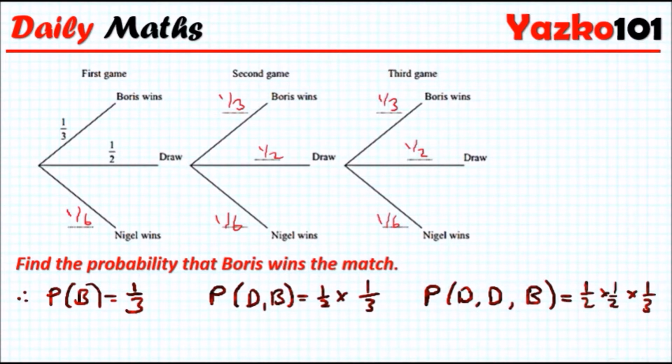Now, the final solution: the probability that Boris wins at any point is going to be the sum of all these probabilities. So in your calculator, work out what half times a third is. That is 1/6, and half times half times a third would be 2 times 2 times 3, which is 12, so 1/12. So it will be a third plus 1/6 plus 1/12. And I think this should give us mentally 7/12.